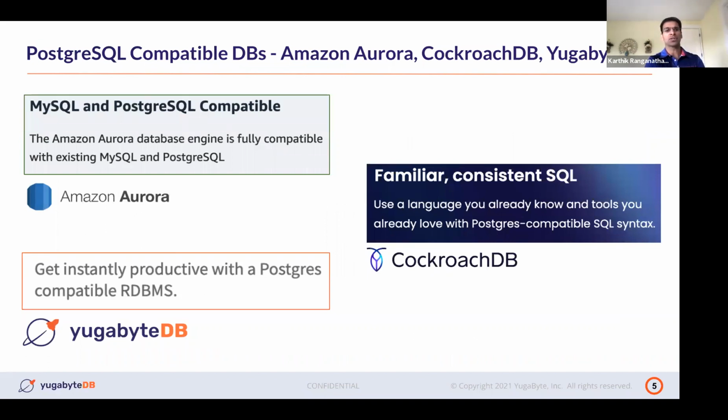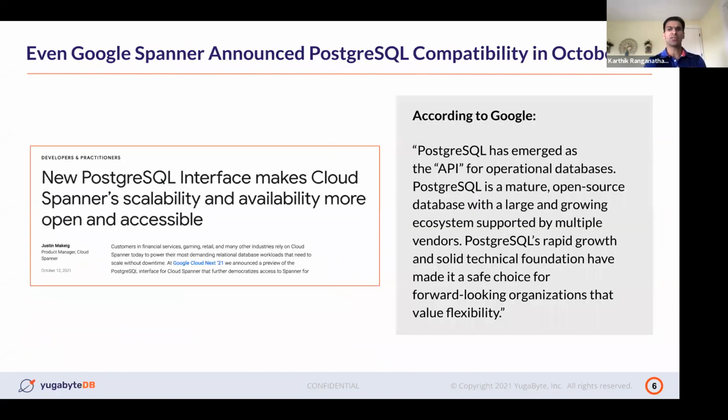If you look at Amazon Aurora, it's Postgres and MySQL compatible. If you look at CockroachDB, they have a familiar, consistent SQL. All of this is from their respective websites, right? So you use a language you already know and tools you love with Postgres compatible SQL syntax. And if you look at YugabyteDB, it's get instantly productive with a Postgres compatible RDBMS. So even very recently, just back in October, Google Spanner announced PostgreSQL compatibility as well, right?